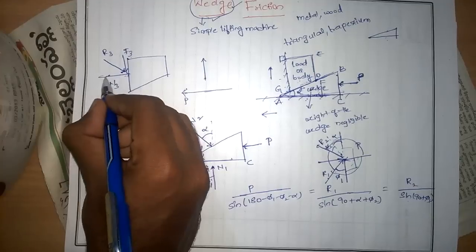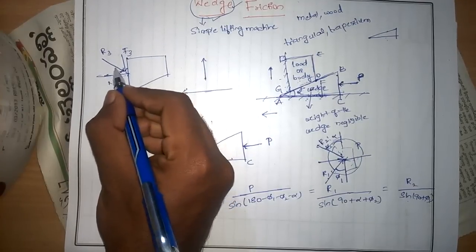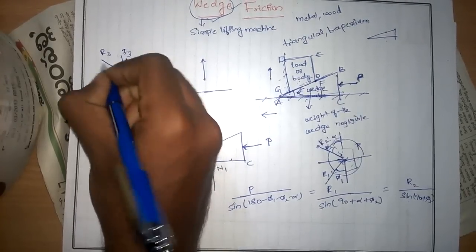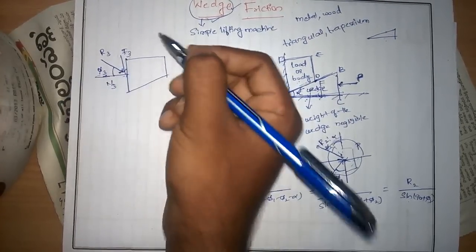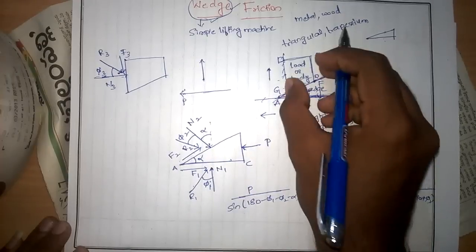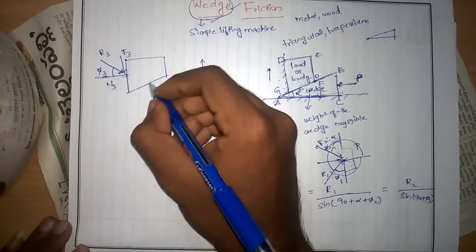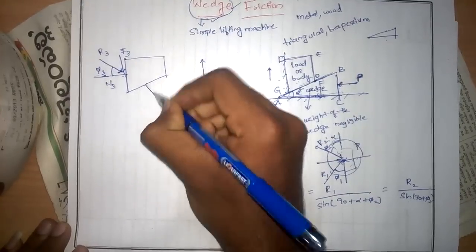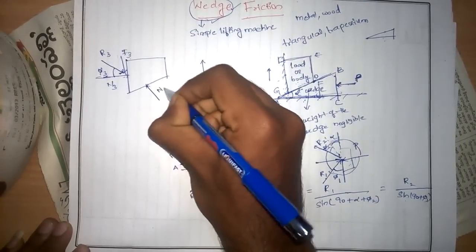However, you know that the angle of friction is the angle made by the resultant with the normal reaction. I am considering this as phi 3. Next, the normal reaction which is acting here. When we place this body, both of these should be cancelled. Here the normal reaction acting is N2.